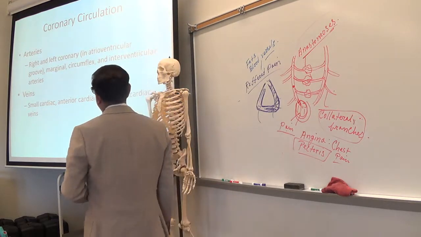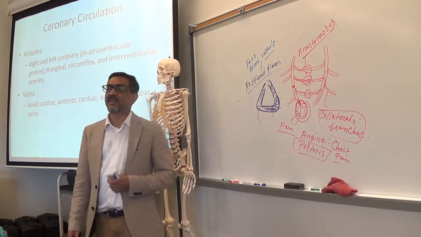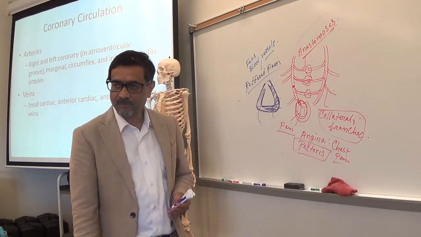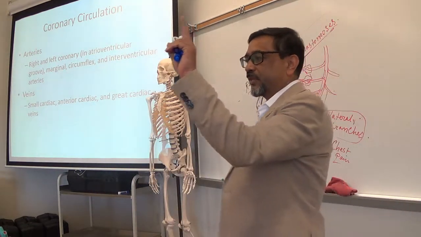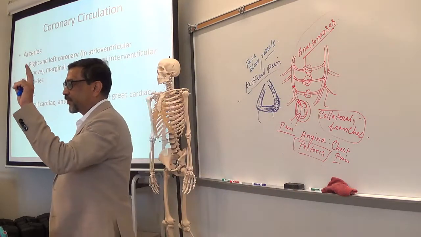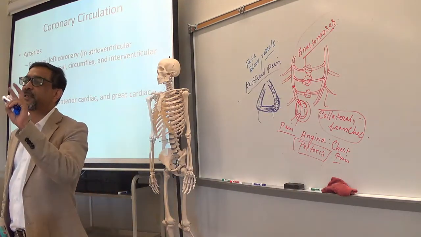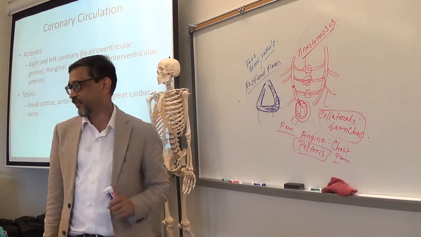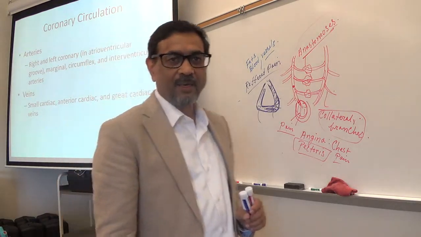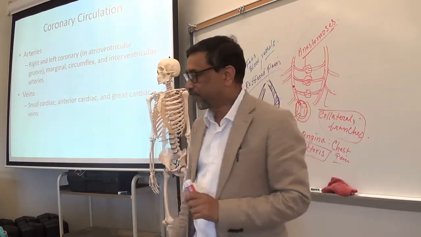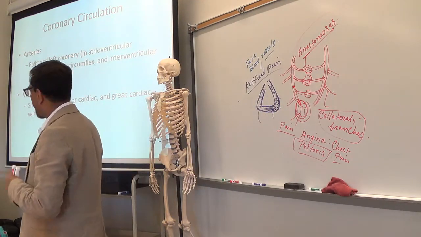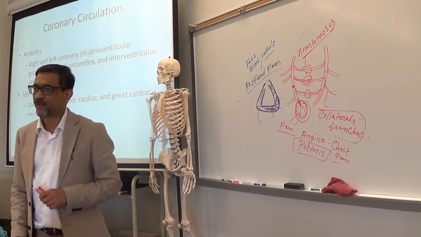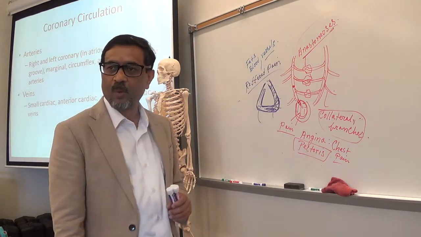So, what are the arteries and veins in the wall of the heart? Arteries, first big two arteries in the wall of the heart are right and left coronary arteries. Right and left coronary arteries. Other arteries are marginal, circumflex, and interventricular. So those are some arteries in the wall of the heart.